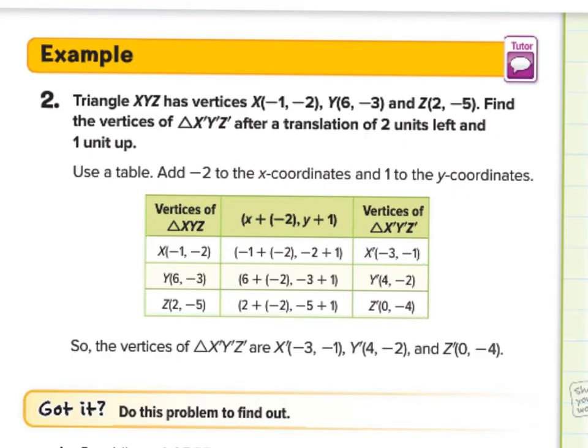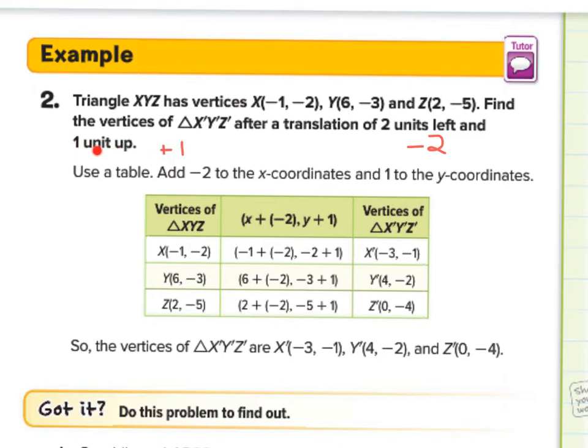And here's one without the actual graph. We don't get to see the image. So we're going to follow the rules that I just explained to you, but with a table. So triangle XYZ has vertices negative 1, negative 2 for X, 6 and negative 3 for Y, and 2 and negative 5 for Z. Find the vertices of triangles X1, Y1, and Z1 after a translation of 2 units left and 1 unit up. So 2 units left, I already know it's going to be negative 2, moving in the negative direction, and 1 unit up, so plus 1. And that's what I have to add.